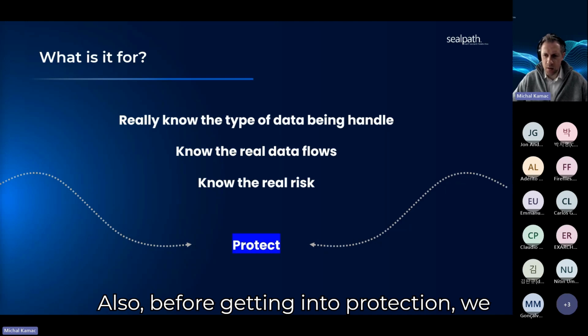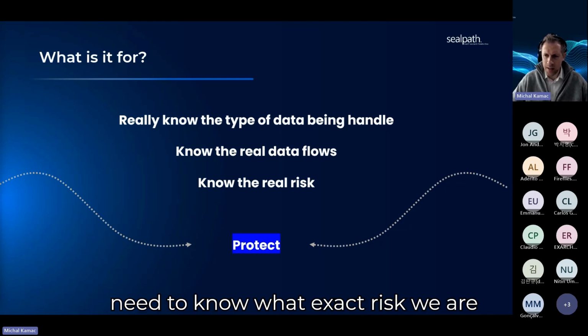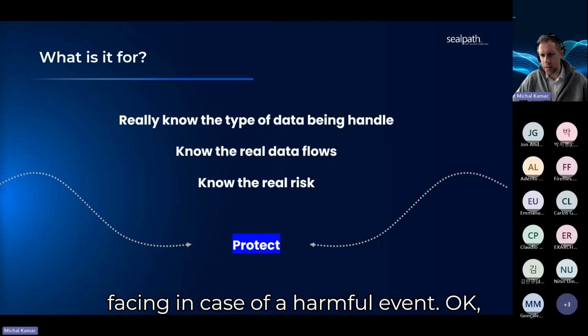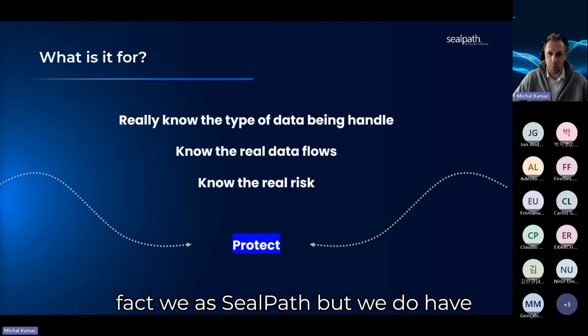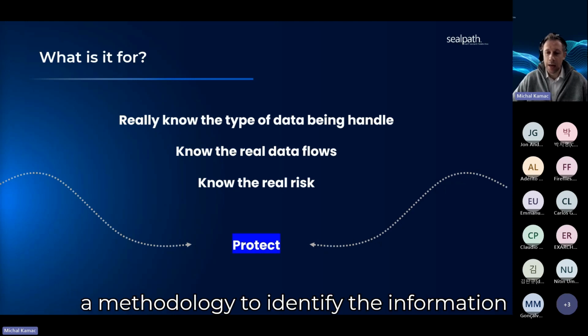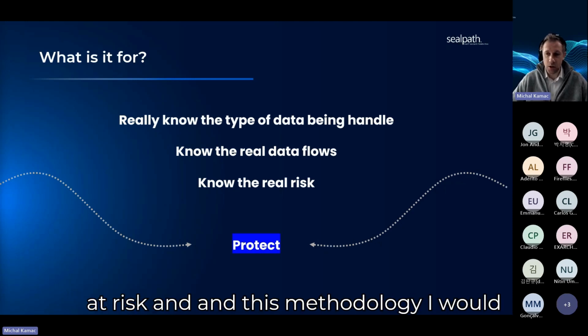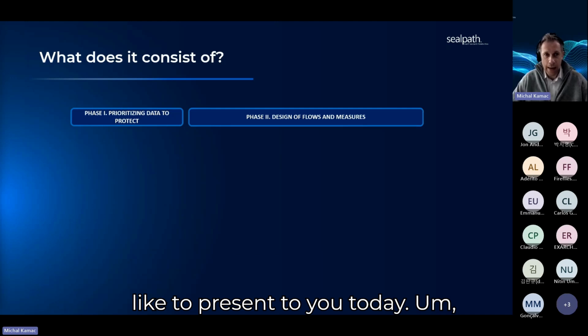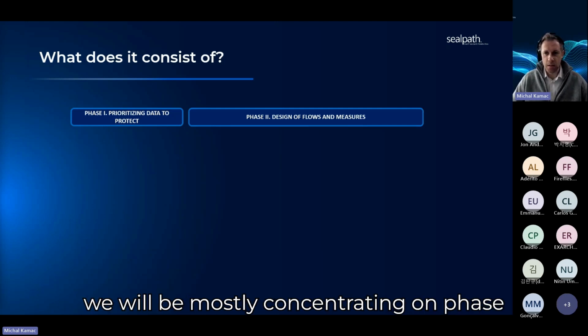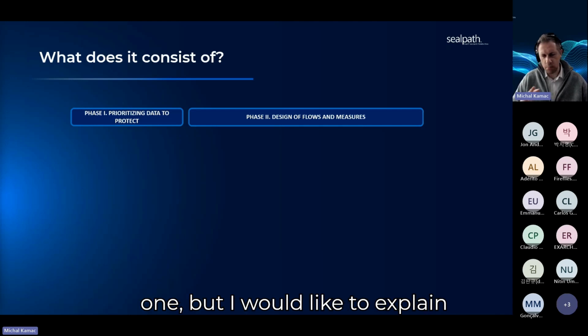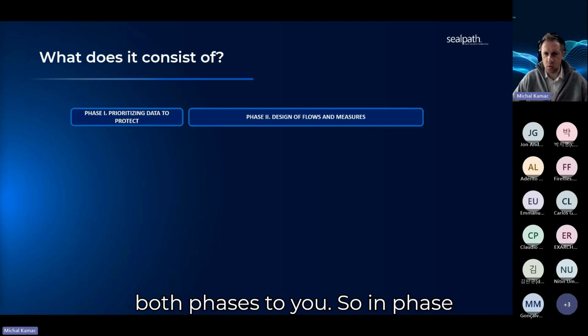Also, before getting into protection, we need to know what exact risk we are facing in case of a harmful event. Okay, we have to develop a methodology. In fact, we at SealPath do have a methodology to identify the information at risk, and I would like to present it to you today. It consists of two phases. Today we will be mostly concentrating on phase one, but I would like to explain both phases to you.